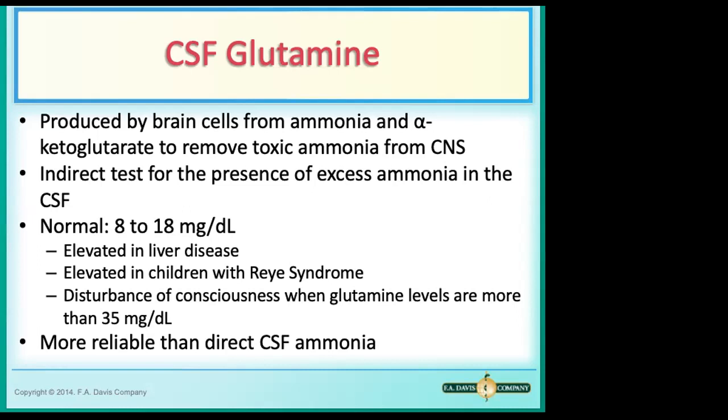The normal concentrations of glutamine in the CSF are between 8 to 18 milligrams per deciliter, and elevated levels are associated with liver disorders that result in increased blood and CSF ammonia levels. You can also see elevated levels of glutamine in children with Reye's syndrome, in disturbance of consciousness when glutamine levels are more than 35 milligrams per deciliter. This is a good test. It's actually more reliable than a direct CSF ammonia test, and you can perform it with automation.